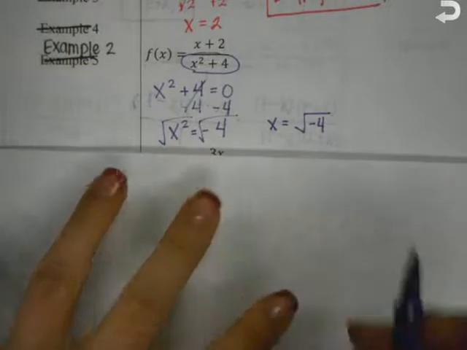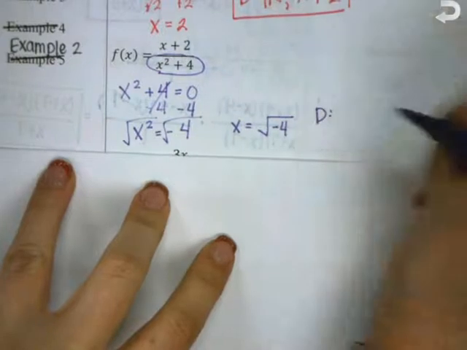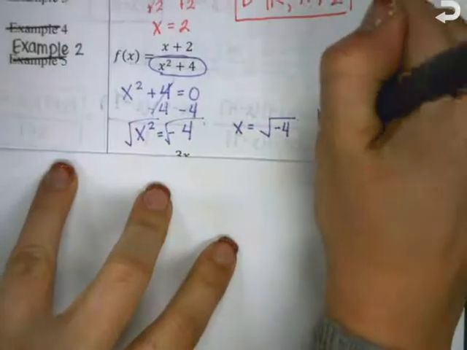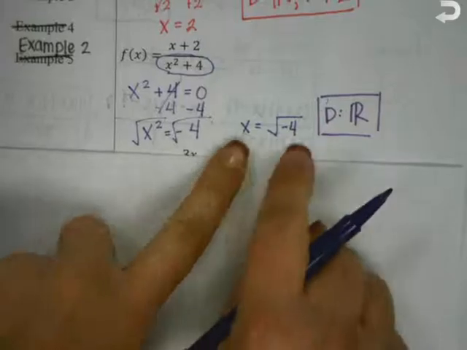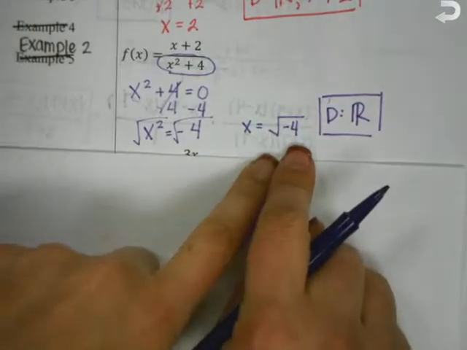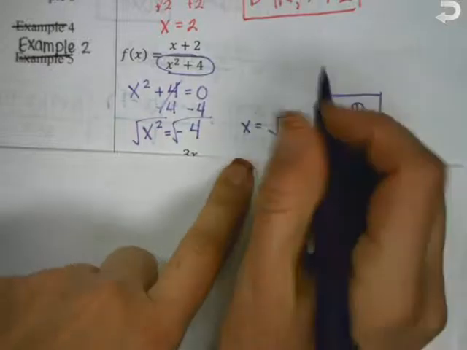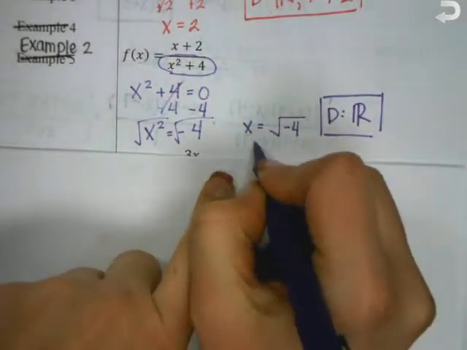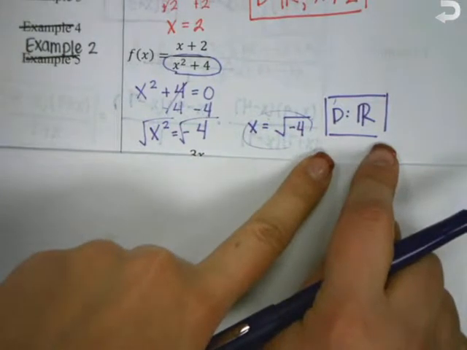So what is the domain here? The domain is all real numbers. We can plug in anything. Taking the square root of a negative is not allowed when we're only working with real numbers. So since this has no solution, we can plug in anything we want. Okay? So let's just write a note down there.